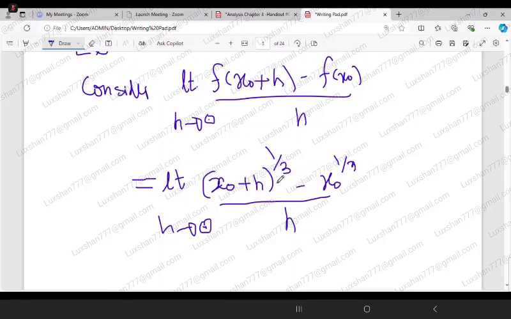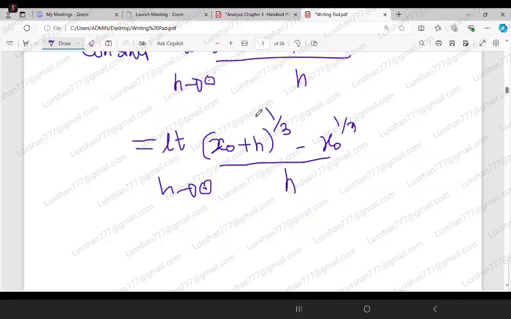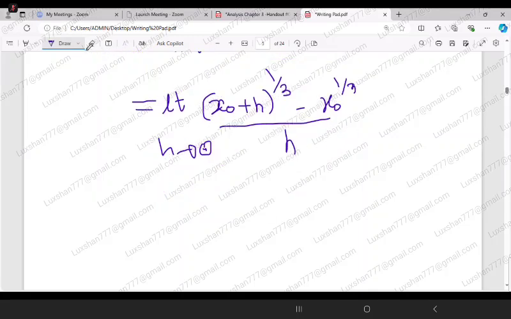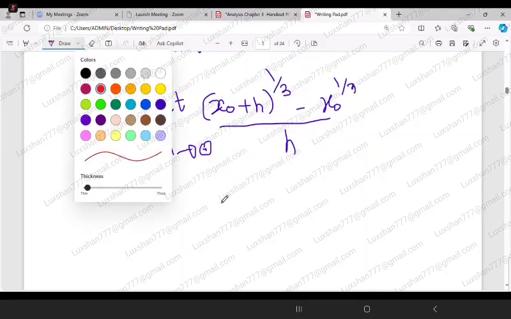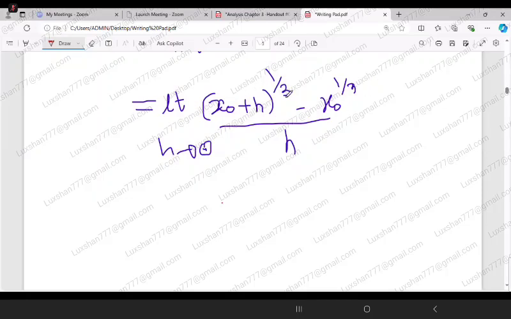Now we want to simplify this one, (x naught plus h) to the power 1/3 minus x naught to the power 1/3. So how can we do this? Because we have fractional indices, it is very difficult to simplify. Any idea how we can simplify this part, (x naught plus h) to the power 1/3 minus x naught to the power 1/3?